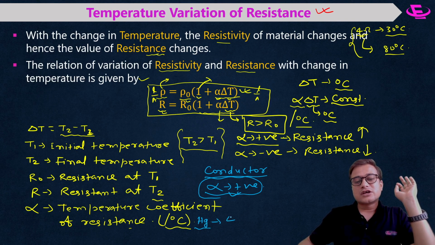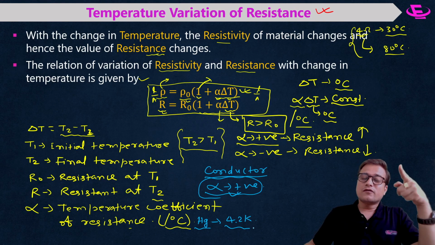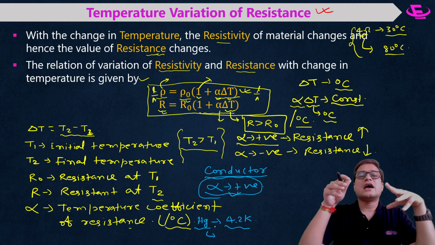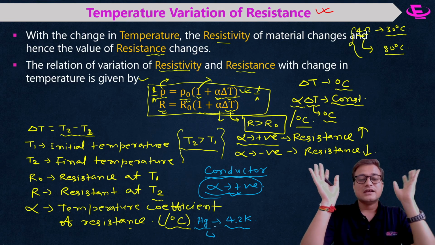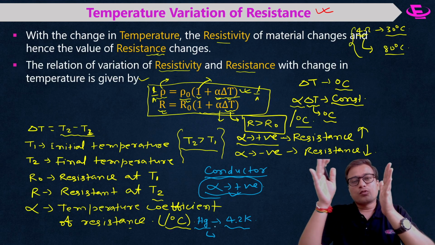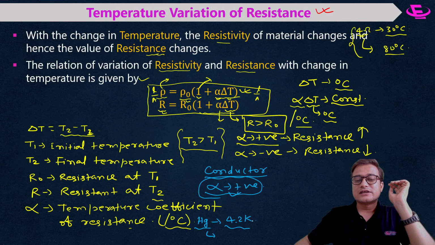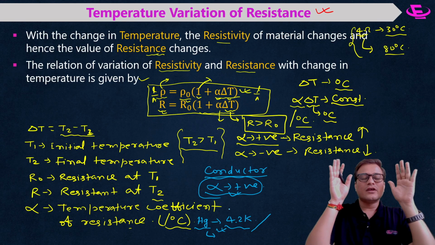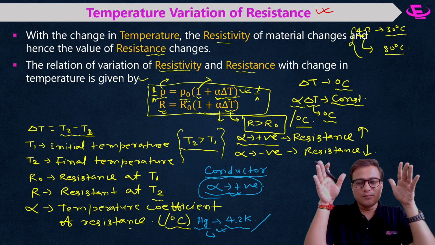For Hg, what happens? Up to the temperature of 4.2 Kelvin, it behaves like zero resistance. It has negligible resistance. After 4.2 Kelvin, its resistance increases linearly. This is the behavior of mercury. So different materials have different behaviors.